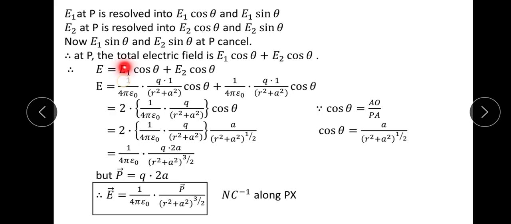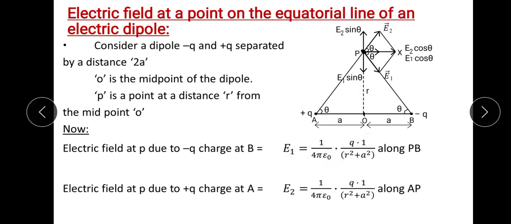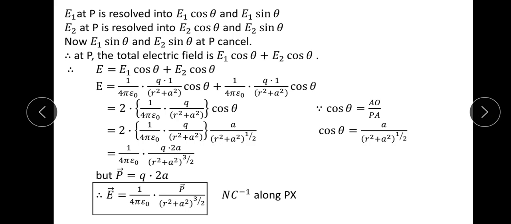Now, let us substitute E1 by 1 by 4 pi epsilon naught into q into 1 divided by r square plus a square. So we have substituted from this equation, E1 and E2. E2 is again 1 by 4 pi epsilon naught into q into 1 divided by r square plus a square into cos theta.